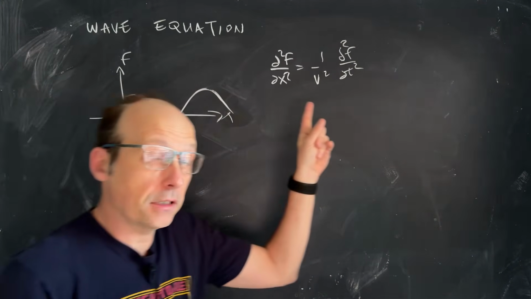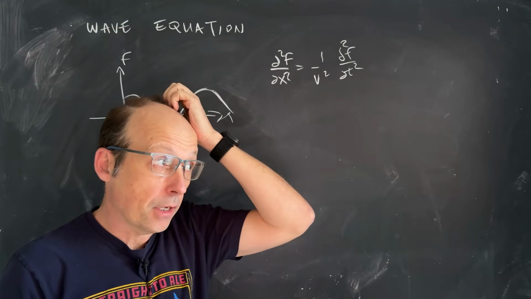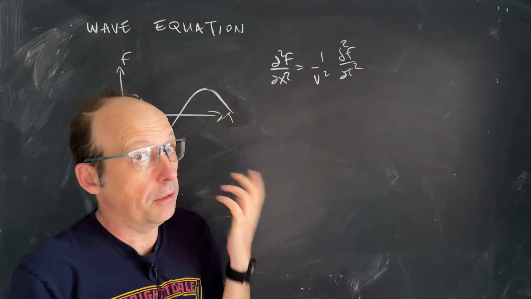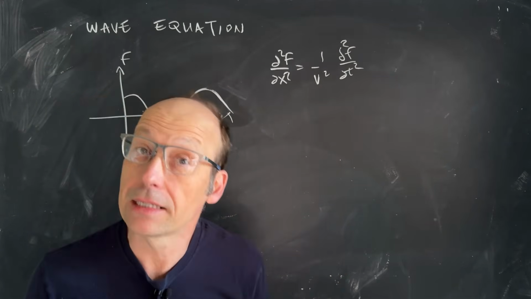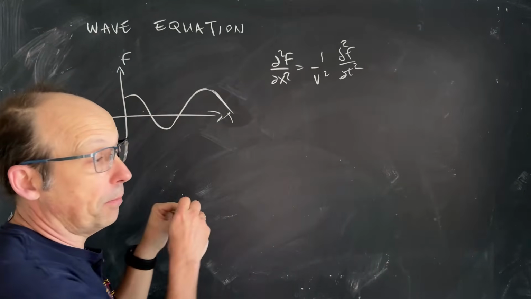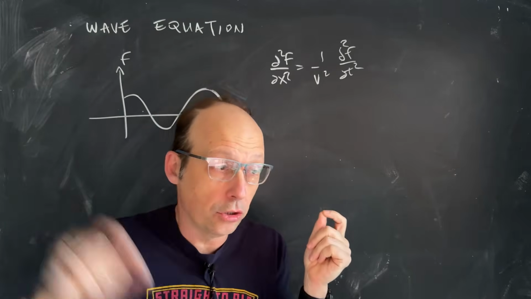Now, one of the things I should point out is that this velocity of the wave, v, depends not on the function, but on the material, or the space for electromagnetic waves. Okay? So if it's a wave on a string, then that velocity depends on the linear density of the string and the tension of the string. It doesn't depend on what you do to the string.